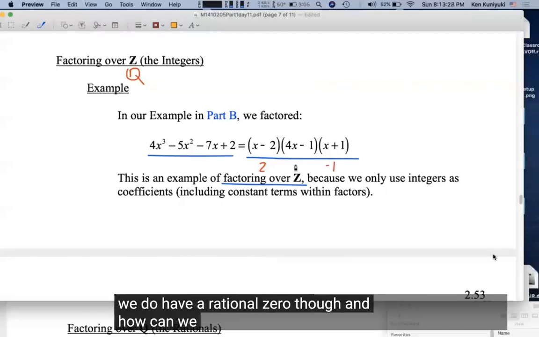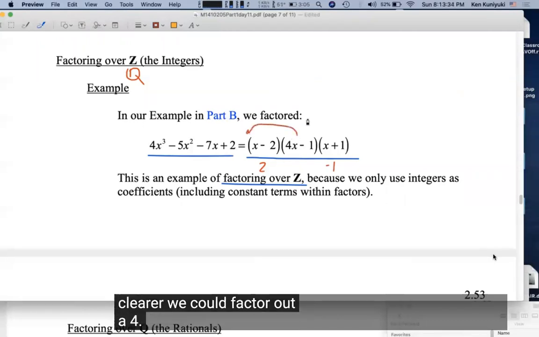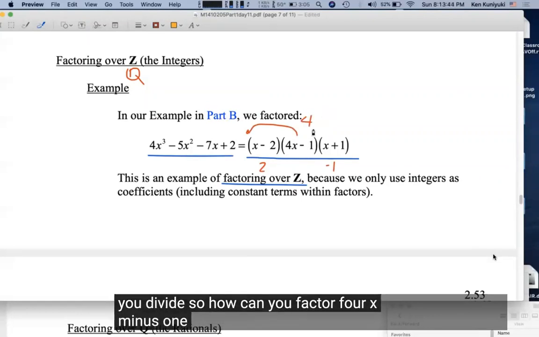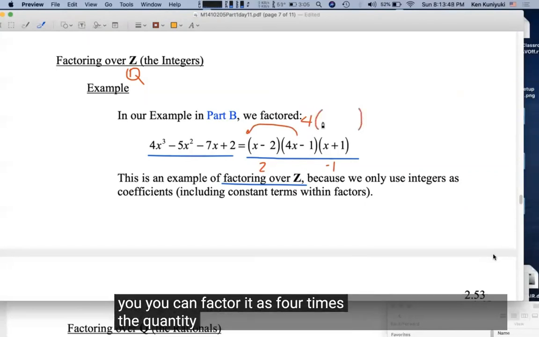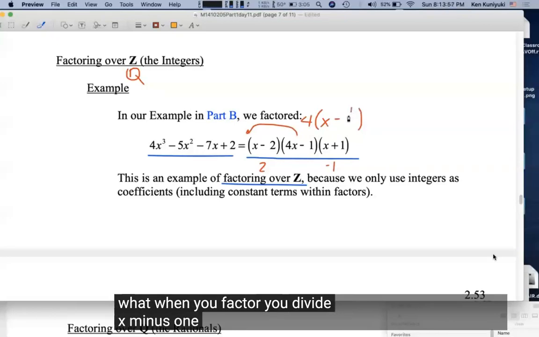And how can we make that clearer? We could factor out a 4. Take the 4x minus 1 and factor out a 4. When you factor, you do what? You divide. So how can you factor 4x minus 1? You can factor it as 4 times the quantity x minus what? When you factor, you divide. x minus 1/4.